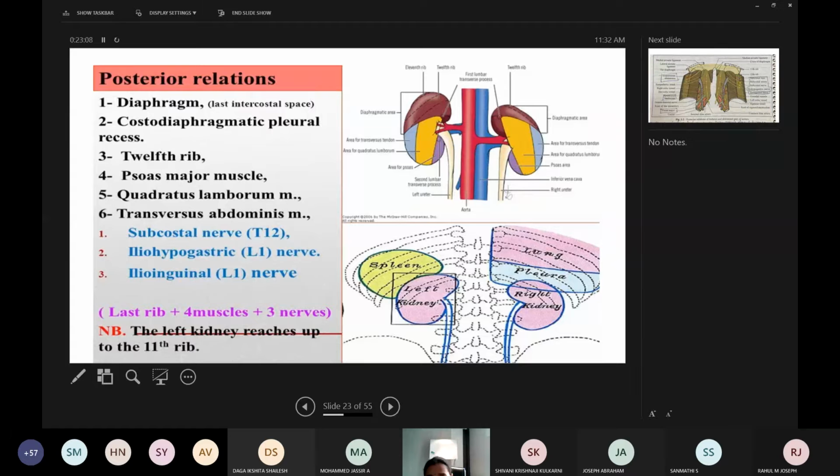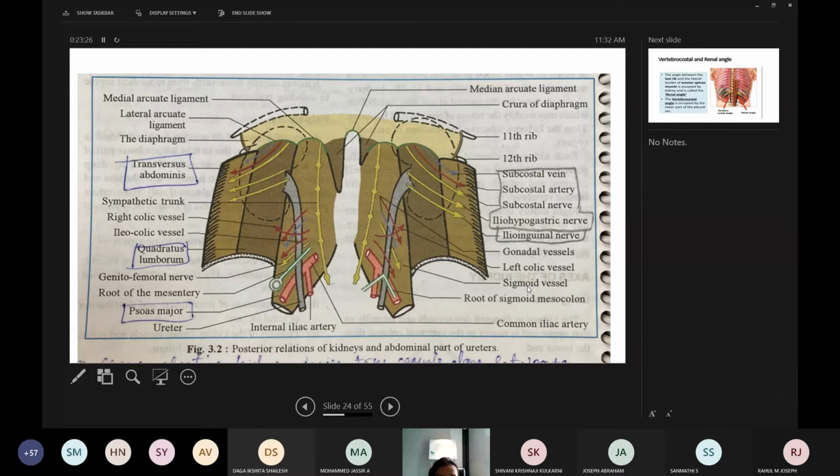Okay, posterior relations, they are the same for both the kidneys. The left kidney reaches up to the 11th rib, and the right kidney reaches up to the 12th rib. You can see here, this is the posterior abdominal wall. You can see the outline of the kidney, where they lie. Now, this is the posterior abdominal wall. The outline of the kidney we can see to study the posterior relations of the kidney.